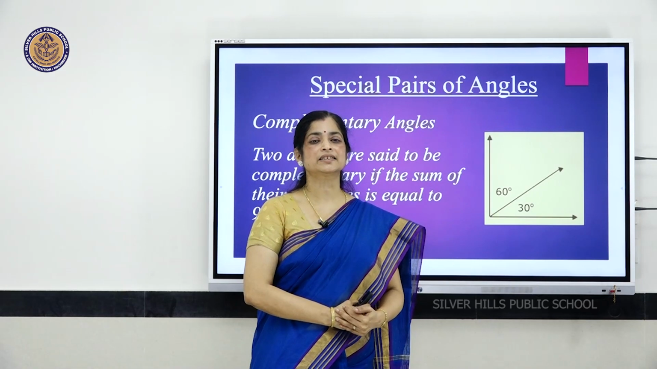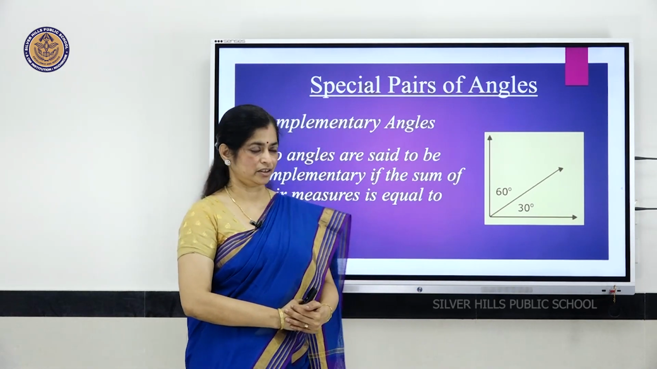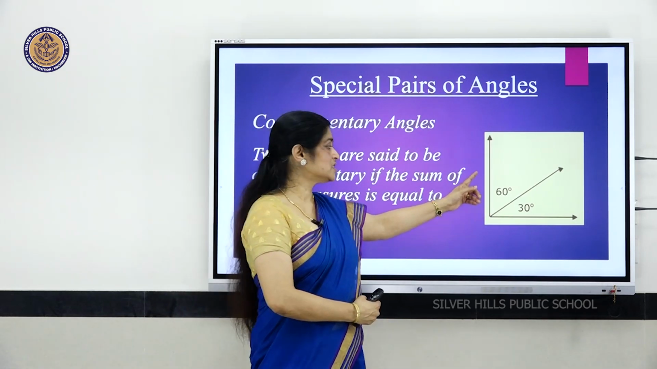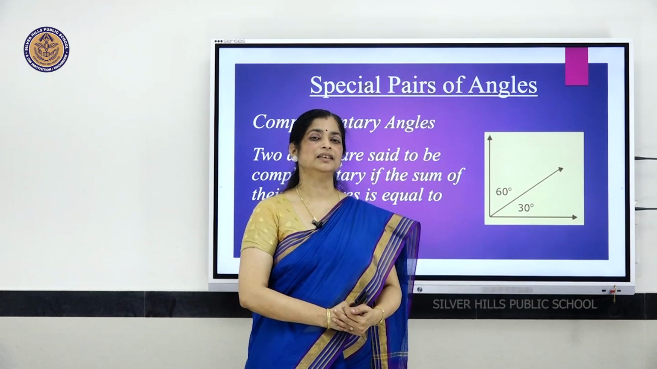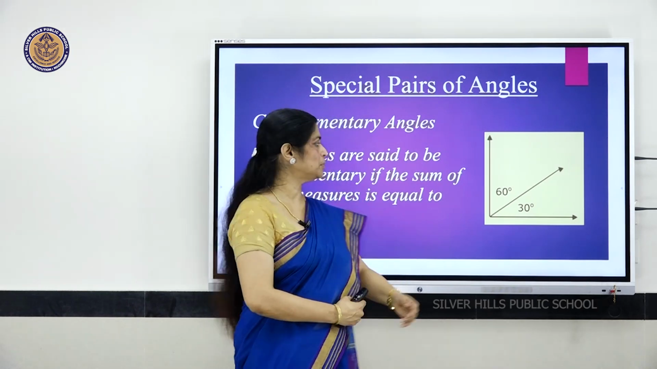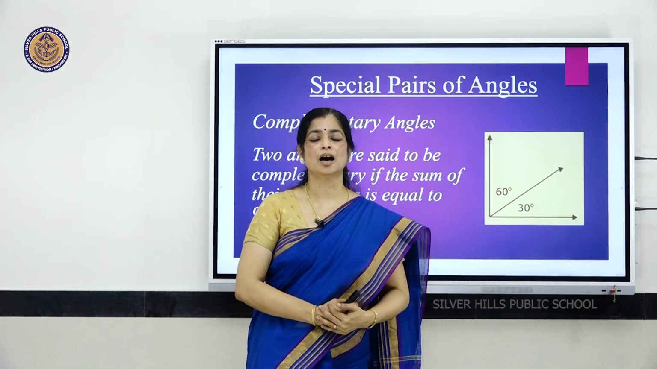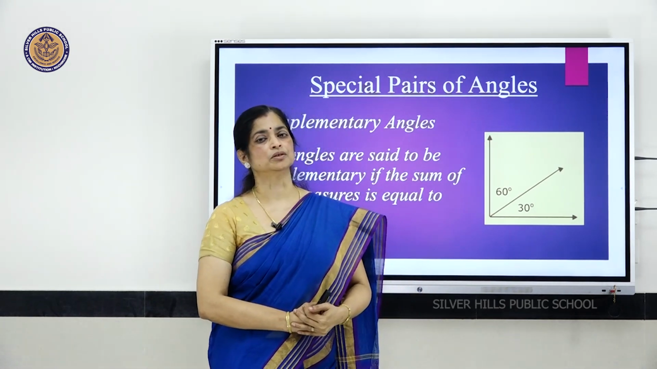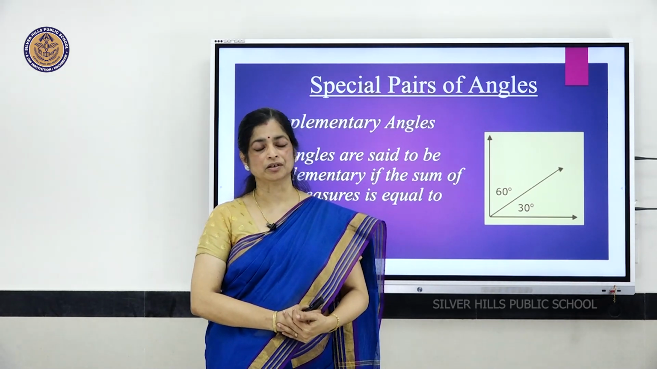When you add 60 plus 30, the sum is equal to 90 degree. So, we say that 60 is the complement of 30. Similarly, 30 degree is the complement of 60 degree. The condition is that the sum should always be equal to 90 degree. Only then we call them complementary angles.